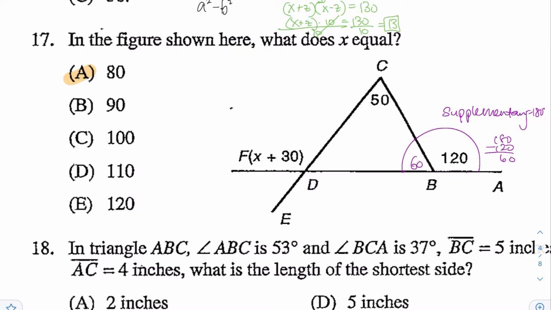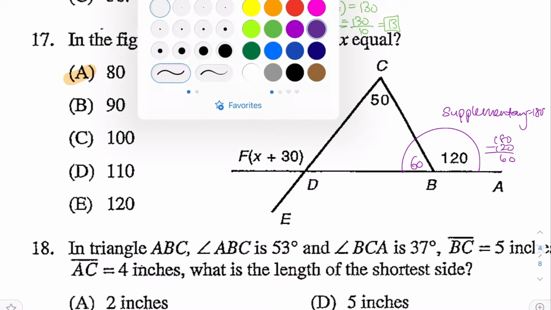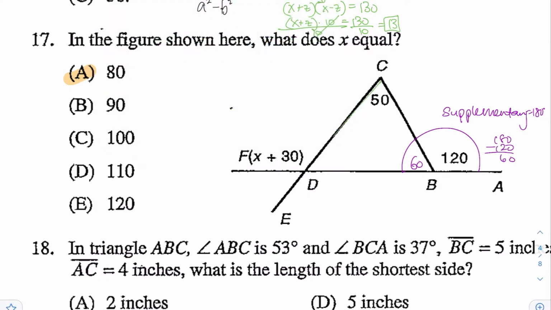So once you know the angle CBD is 60 degrees, you can use the fact that you have a triangle here, and this triangle adds up to 180 degrees. So you have 50 plus 60, and that's equal to 110. Then 180 minus 110 is equal to 70.